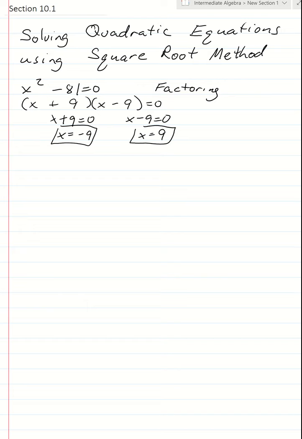But let's say you're not a big fan of factoring. All right, maybe you forgot the difference of two perfect squares. You might want to have an alternative way to solve this particular quadratic equation. And now that we have knowledge of square roots, we can use what we call the square root method. So I'm going to show you this same equation and how we can solve it, not using factoring, but using this square root method. So let's say, for example, we have, once again, x squared minus 81 equals 0.